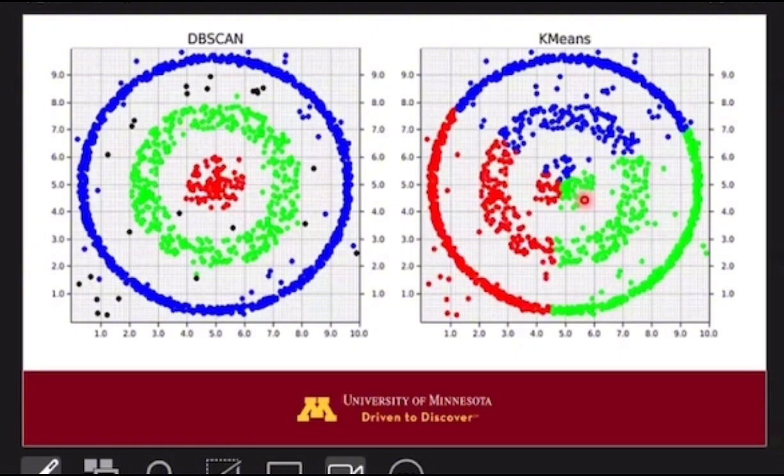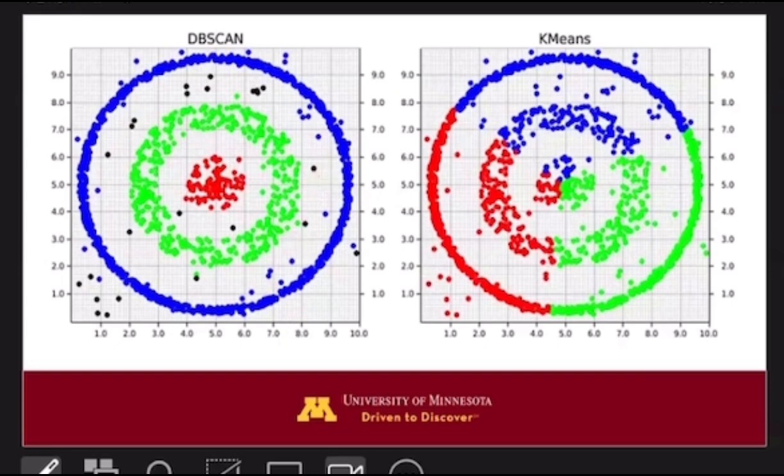But look at the DBSCAN, look at that. You can see red on one side, green, and blue. Take a look at that. Any question on this? Any question? You're good, right? Okay.